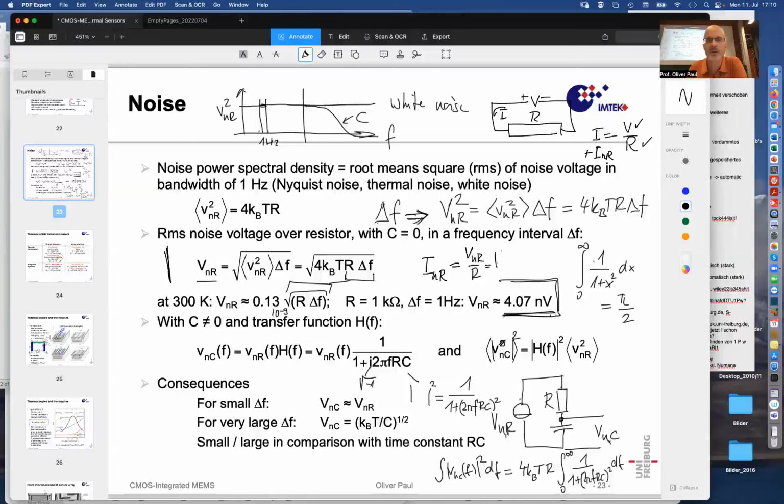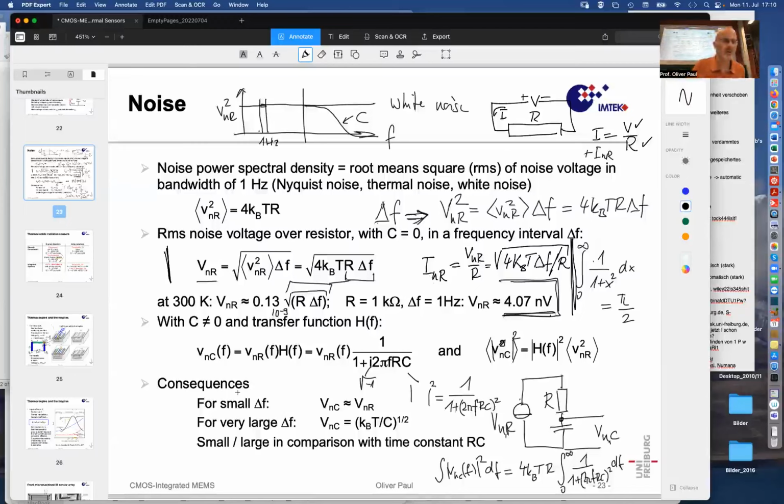And this is then the square root of 4 kBT times delta F, divided by R, all under the square root. It's basically the voltage noise formula divided by R, and the R therefore comes under the denominator here. So this is how you can calculate the noise current of a resistor exposed to a fixed voltage.